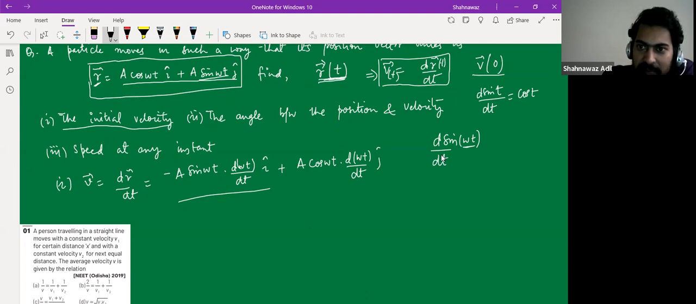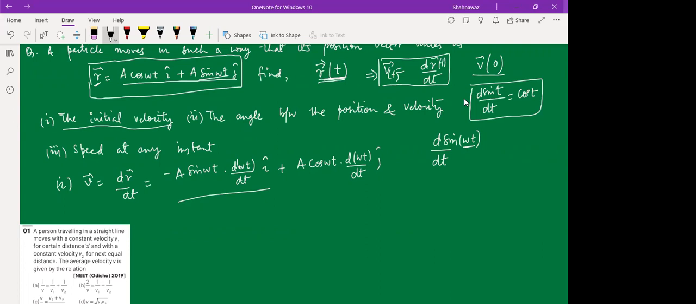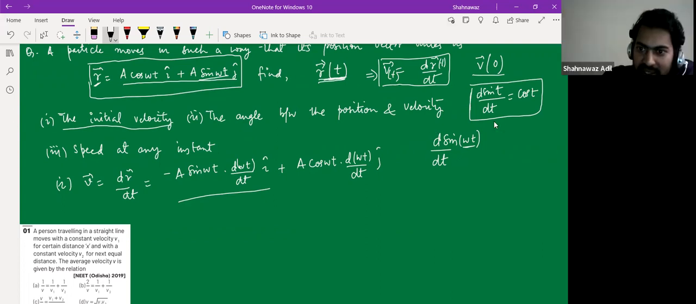Hello? Yes, sir, we can hear you. Yes. So you understand that d(sin t)/dt is cos t. But in here you have something like this, which is a function of t. Okay. So let's say if you had something like d sin(t square)/dt.